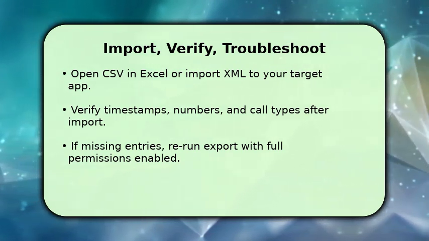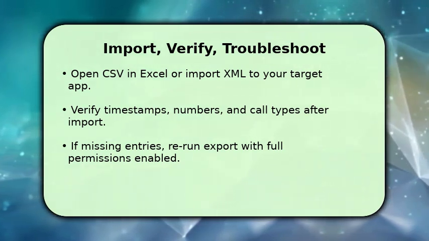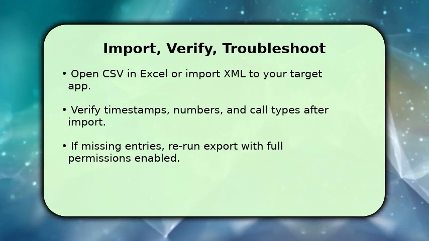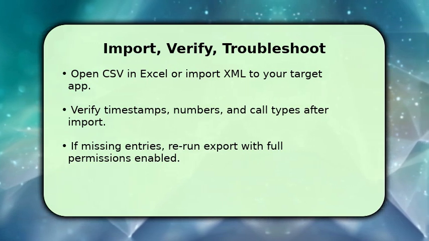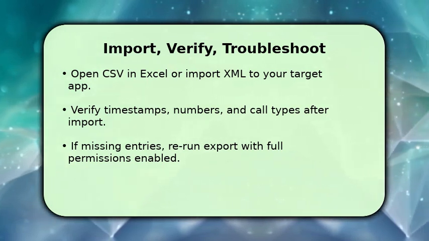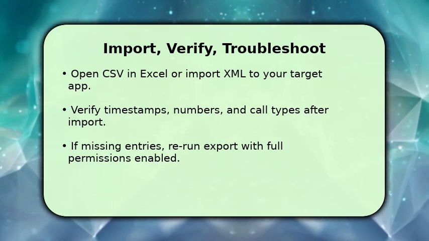If you find missing calls, make sure the app had phone and contacts permissions, then re-export. If the device blocks access, toggle USB debugging off and on, restart both devices, and repeat. That typically resolves connectivity.